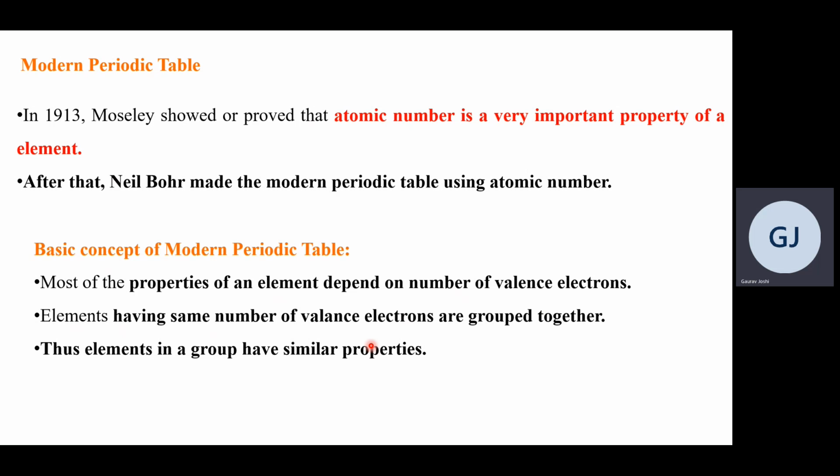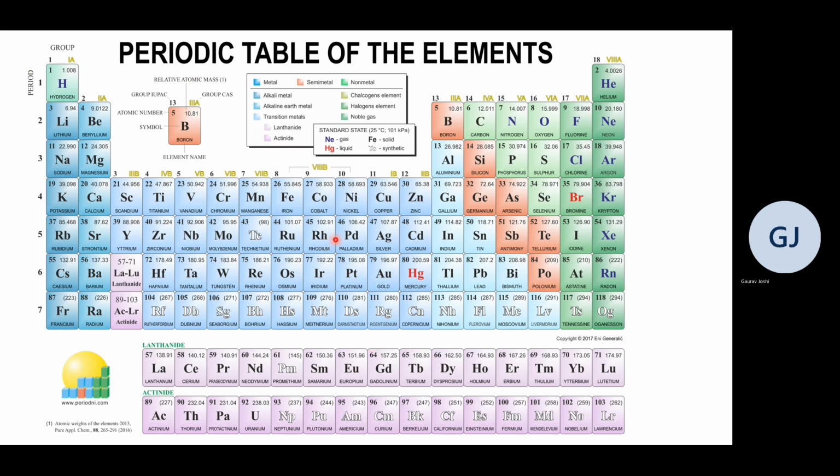What are the valence electrons and how do these valence shells actually impact the modern periodic table? So this is the periodic table, and this is how the elements are classified in the periodic table. Basically, elements are classified on the basis of their atomic mass numbers.